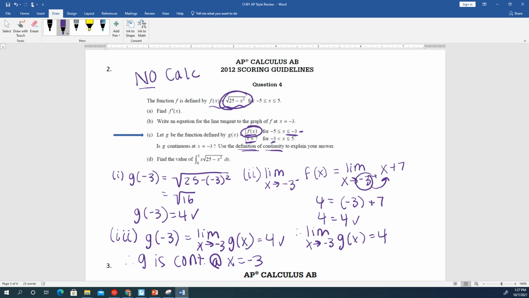I put a lot of those on the review packet because I feel like this 3-part definition of continuity comes up a lot, whether it's in multiple choice or FRQ. I feel like it's a very frequently shown thing on the exam.